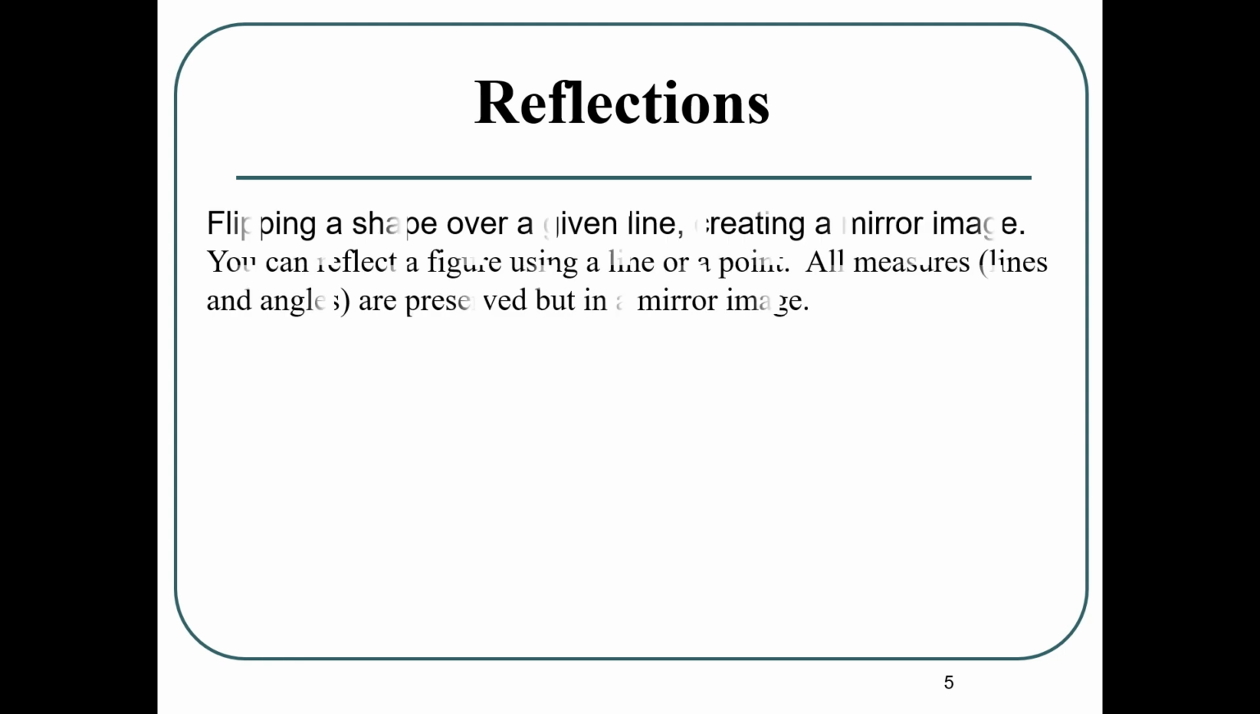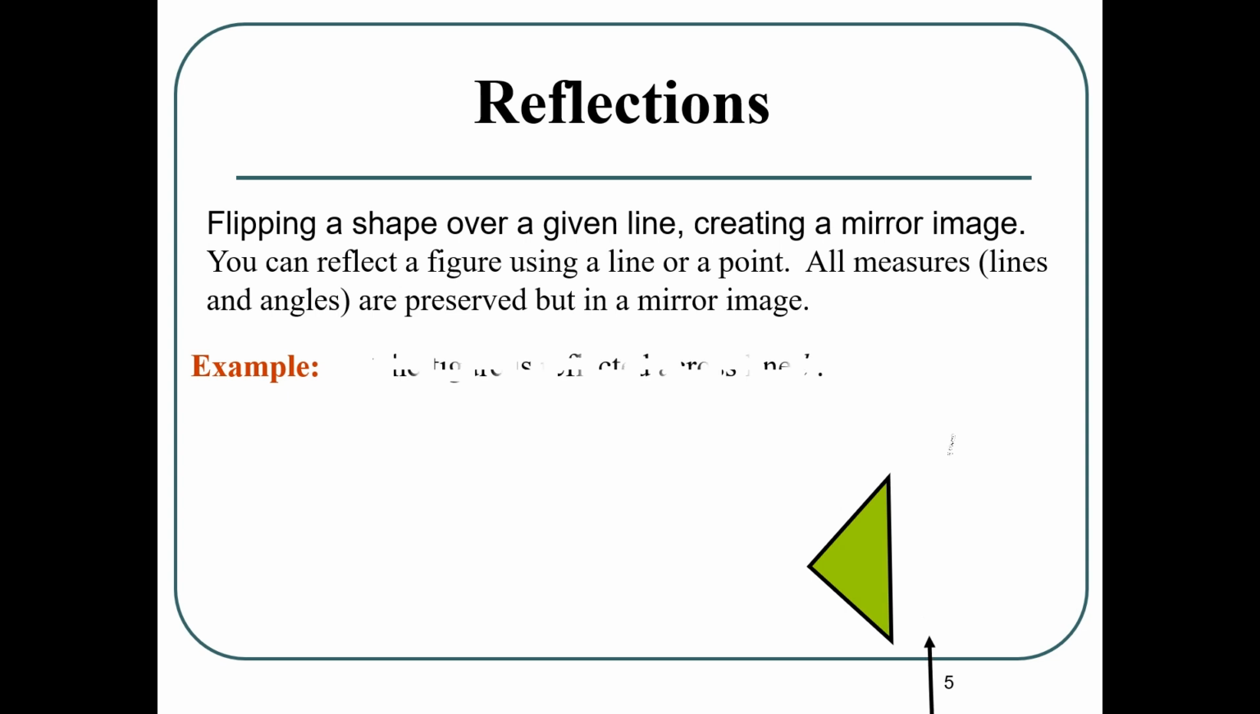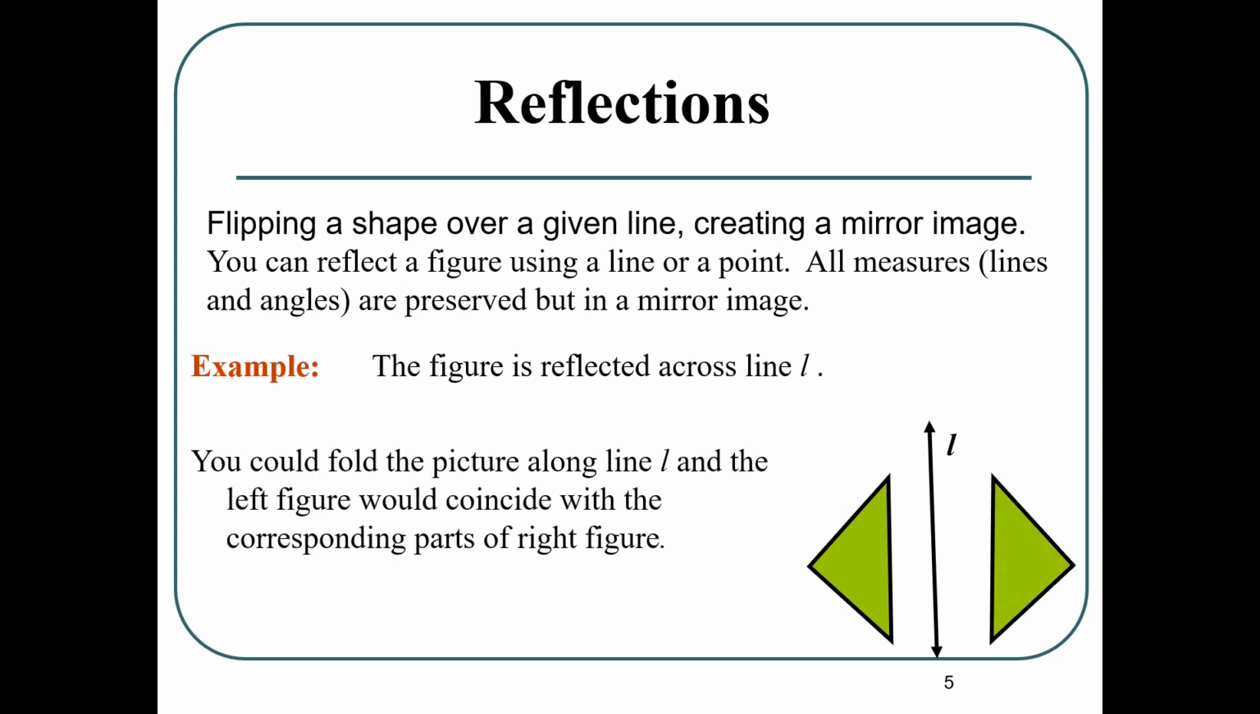Reflection. Flipping a shape over a given line, creating a mirror image. You can reflect a figure using a line or a point, and all lengths and angles are preserved in a mirror image. Example, figures reflected across the line L. You can fold the picture along the line. They are supposed to have the same distance away from the mirror line, both shapes.